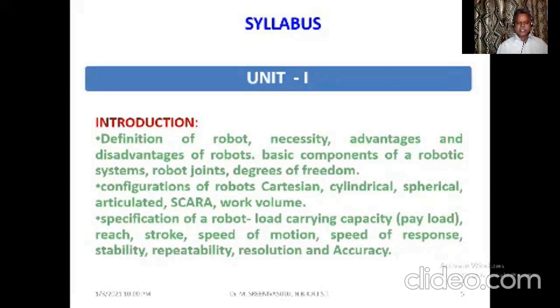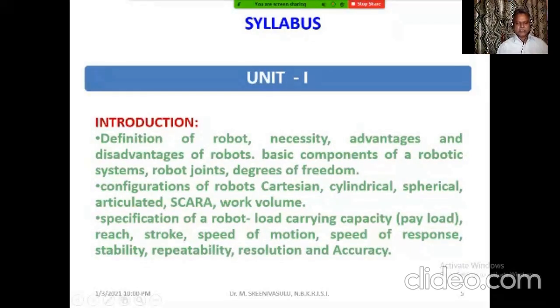Then after understanding all this, we should have an idea on the robot specifications, how exactly a robot is going to be specified for a particular application. Maybe at that level, one industry specification sheet also will be shown, and altogether the list of specifications being quoted is shown here. Say load carrying capacity, reach, stroke, speed of motion, speed of response, stability, repeatability, resolution, and accuracy. All these things are very, very important aspects.